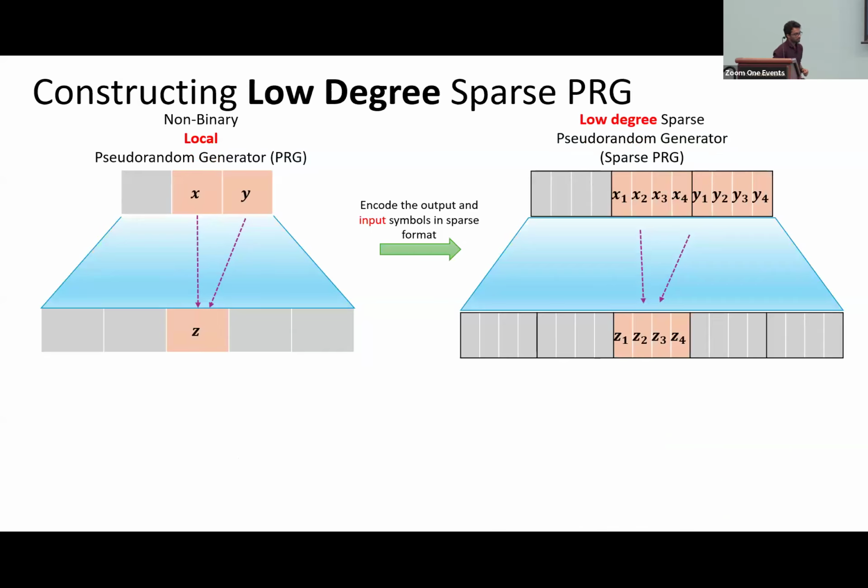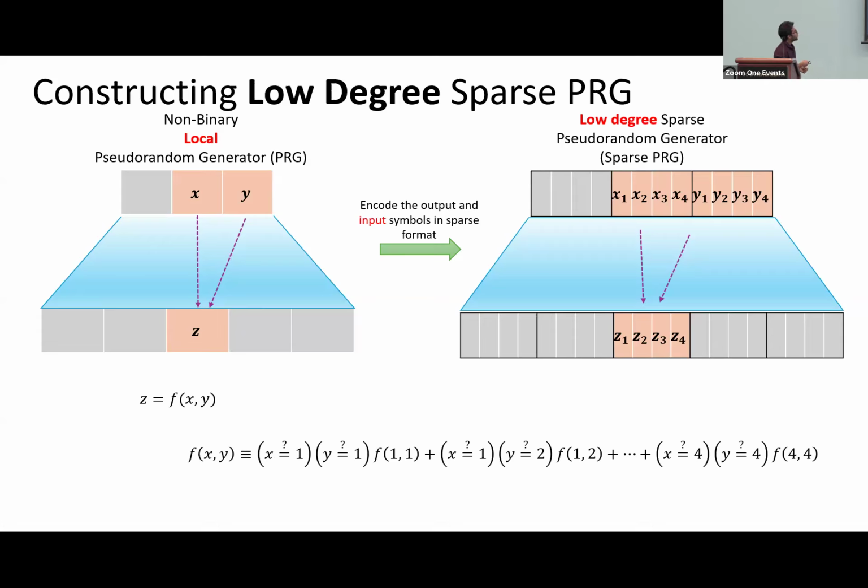Okay, so going into a bit more detail, let's see how that works. On the left side, I have a non-binary local PRG. And on the right side, I have the sparse low degree PRG, which we obtain by just encoding the output and input symbols in the sparse unit vector format. So let's say the output symbol z is obtained by applying some function f on the input symbols x and y. So what you can do is you can rewrite f(x, y) as this expression on the right, which basically is saying that if input x is 1 and y is 1, you output f(1, 1). Or if input x is 1, y is 2, you output f(1, 2), and so on.